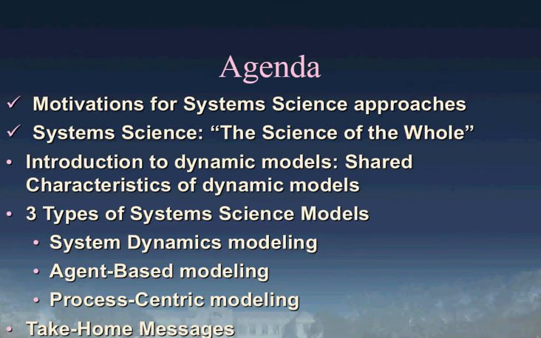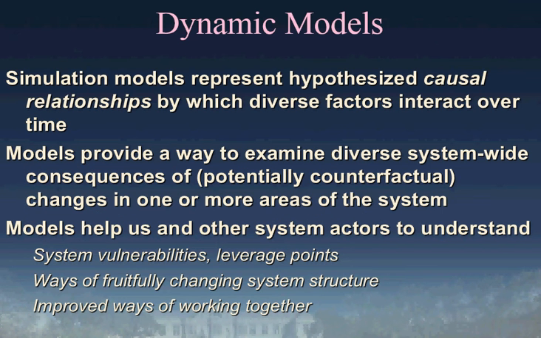Let's talk a little bit about these dynamic models we'll be spending our time with for the rest of the week. Simulation models fundamentally represent hypothesized causal relationships by which diverse factors interact over time. They are models that allow us to reason through the implications of certain hypotheses about causality and causal pathways, and allow us to examine the system-wide consequences of changes in one or more areas of the system. And why do we use them? Well, they help us understand vulnerabilities, leverage points, ways of changing the structure, and ways of working together.